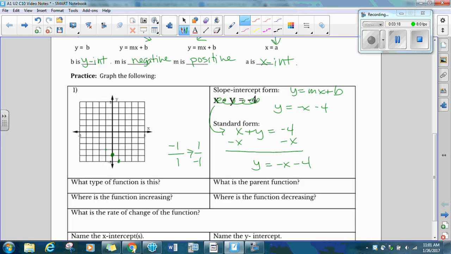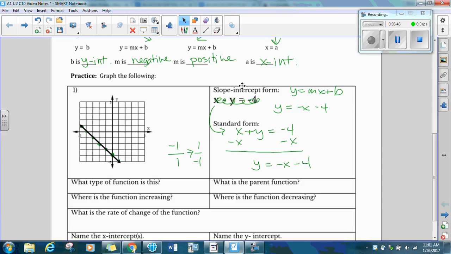So up 1 to the left 1, and repeat. You're going to go all the way across your grid until you can't go anymore. And then we are going to draw a line connecting those points. Move this over just a tad. There we go. So that's our graph.